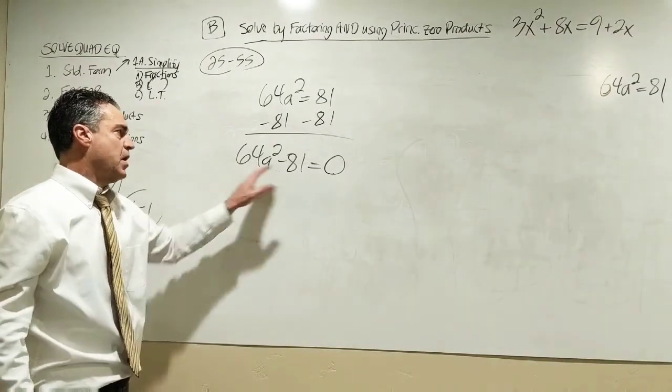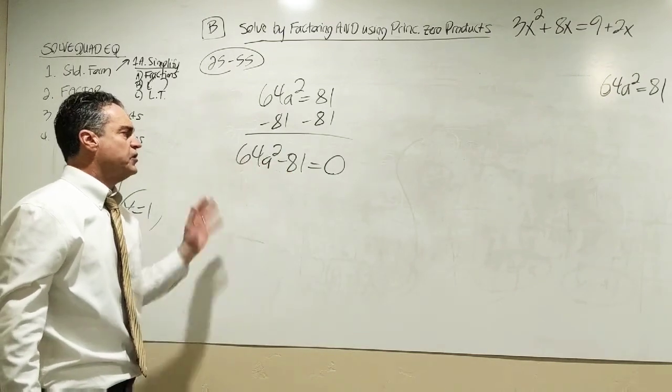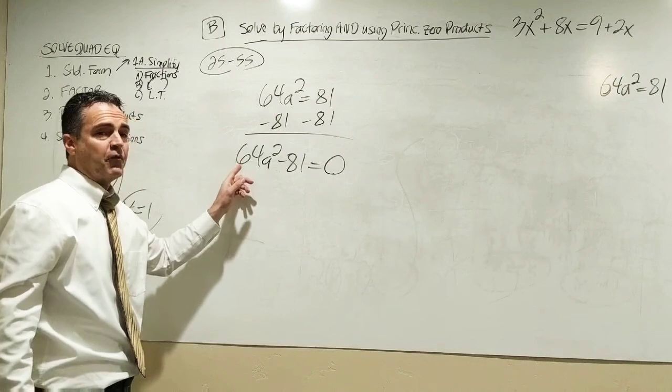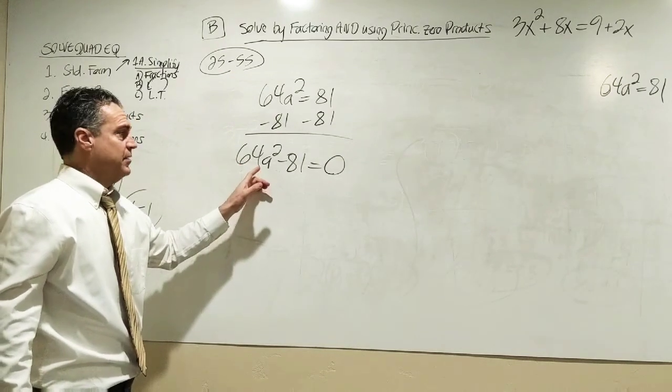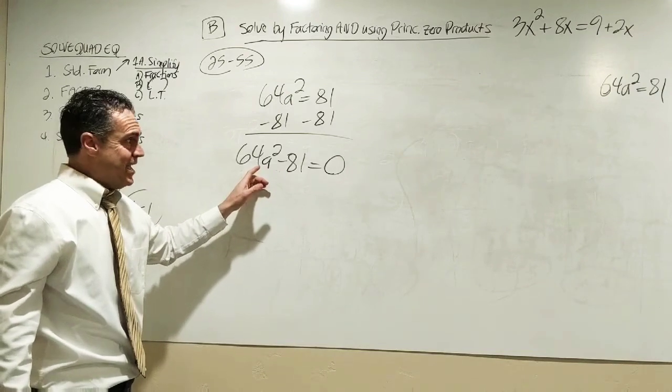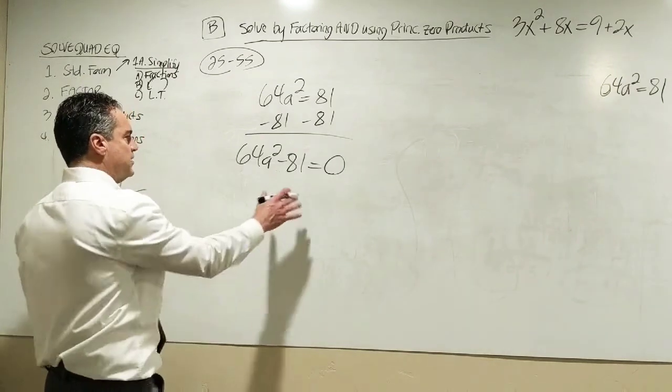First thing we do is check for a common factor. That is not an even number. That is an even number. Okay, there's not a common factor, but 64 is a perfect square. 8 times 8. A squared is a perfect square. A times A. Not 8 times 8, but A times A. 81 is a perfect square. 9 times 9. And they're being subtracted. So this is the difference of squares.